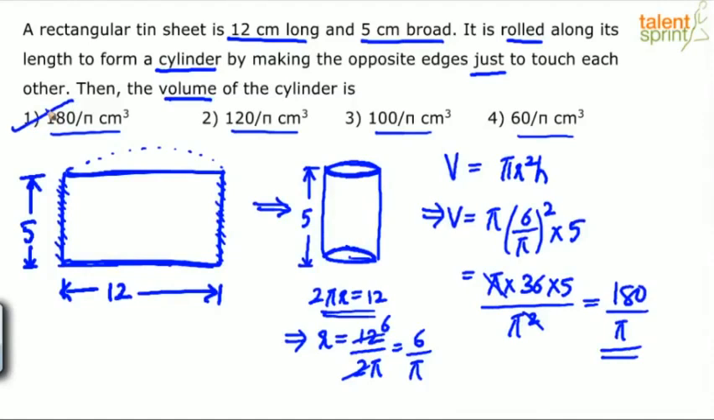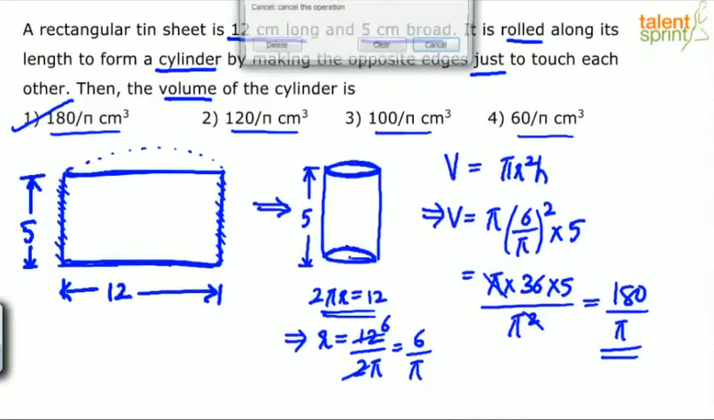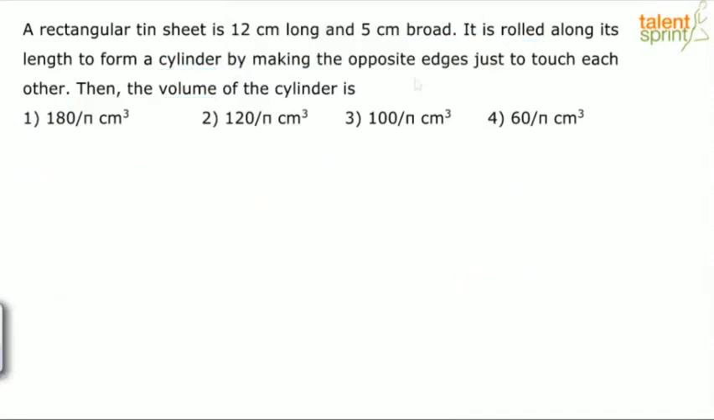All right? 180 by pi centimeter cube, option 1. So that was a question from mensuration. Moving on to the next one now.